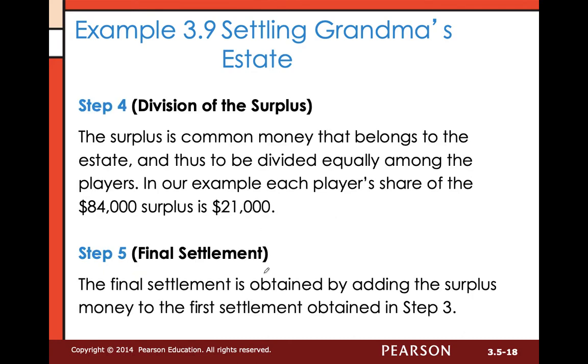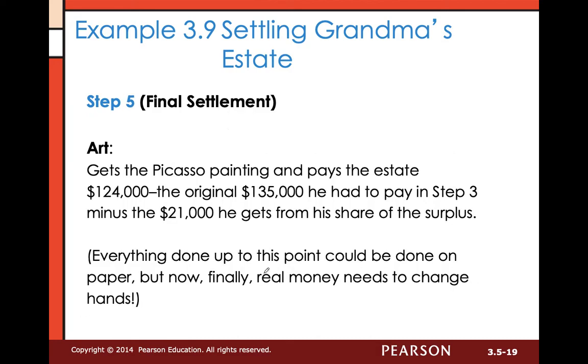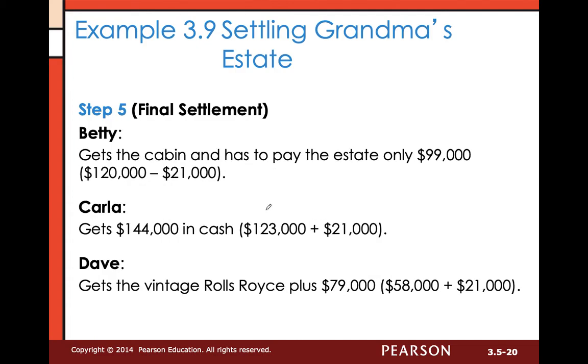Which means in the end, our players are actually going to come out with a more fair share of the estate. Art's going to get the Picasso painting and only has to pay the estate $124,000. Now, again, that was the original $135,000 minus the $21,000 that they got from their share of the surplus. So again, for Betty, let's see how she came out.